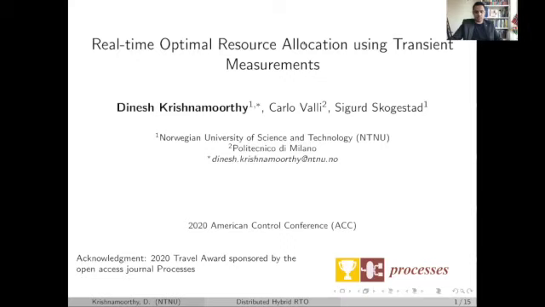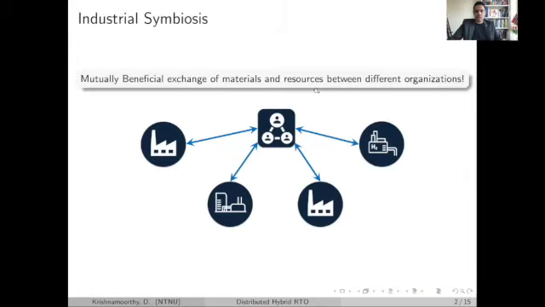using transient measurements. Now, in the face of growing competition, stringent emission regulations, and increased necessity for sustainable manufacturing, there is a clear need to focus on energy and resource efficiency. Now, in the processing and manufacturing industries, there's an increasing trend of industrial symbiosis where different organizations come together and share resources and materials in a mutually beneficial manner.